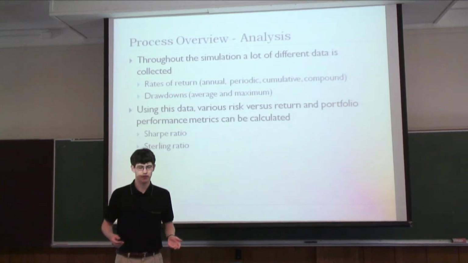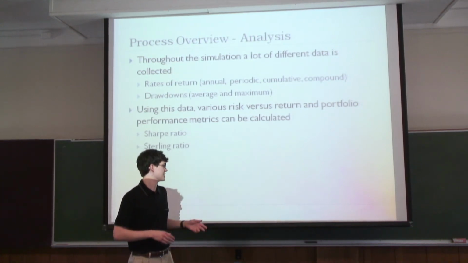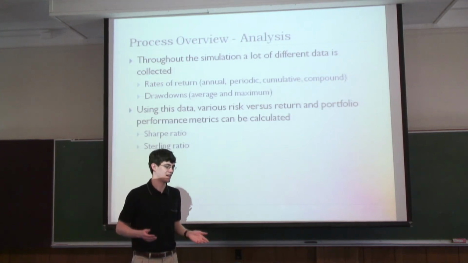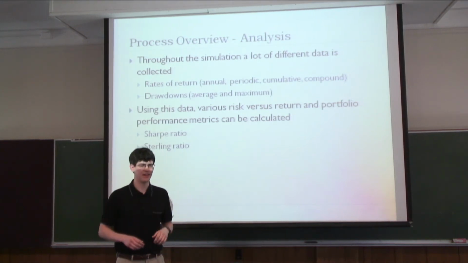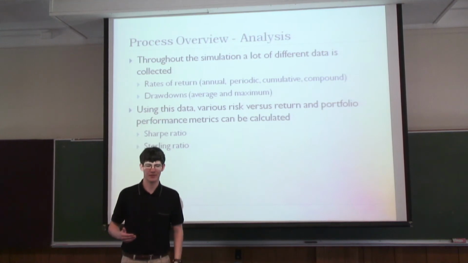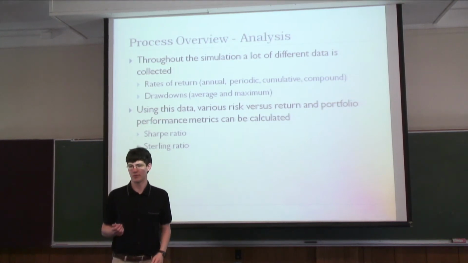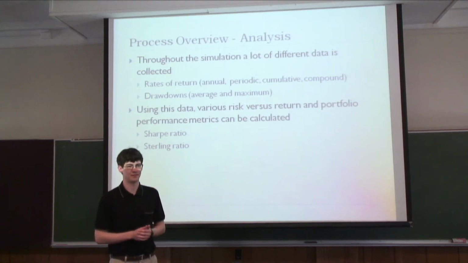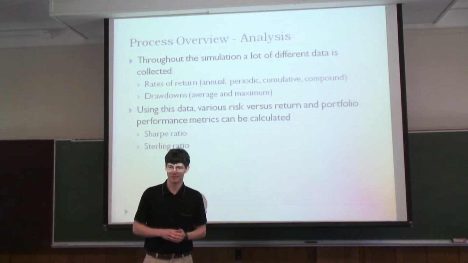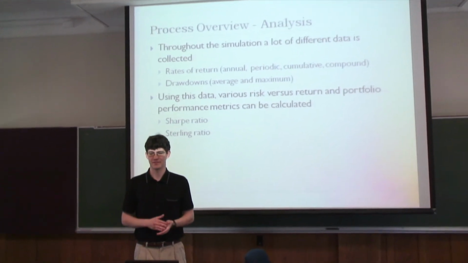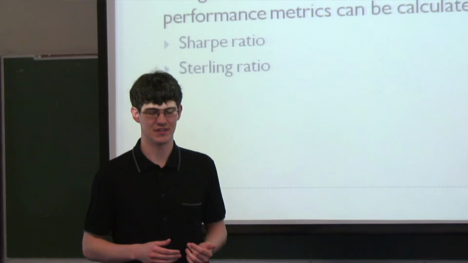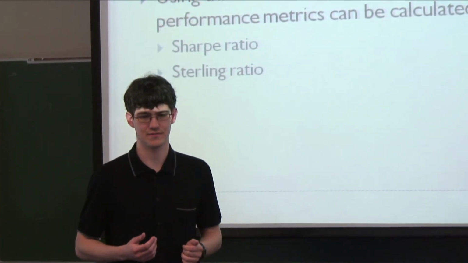Using that data, the rates of return, drawdowns, and a few others that I haven't implemented yet, you can calculate some other metrics that tell you how good your portfolio is. Sharpe ratios and Sterling ratios are risk-adjusted rates of return. If you have high ratios, it's better. If you have lower ones, it's saying you're taking on a lot of risk for the return you are getting.